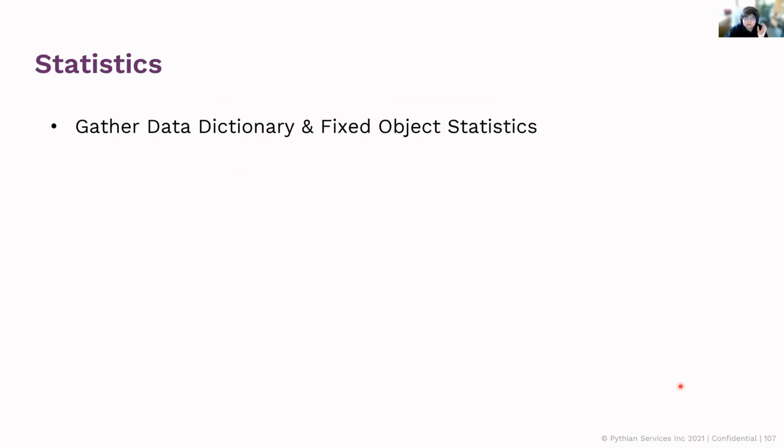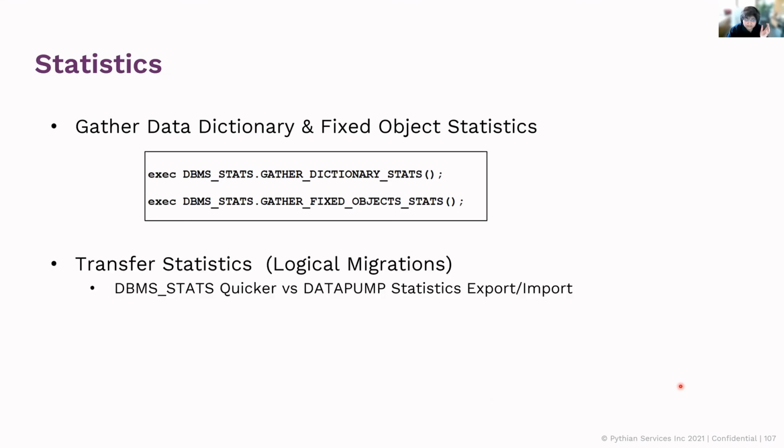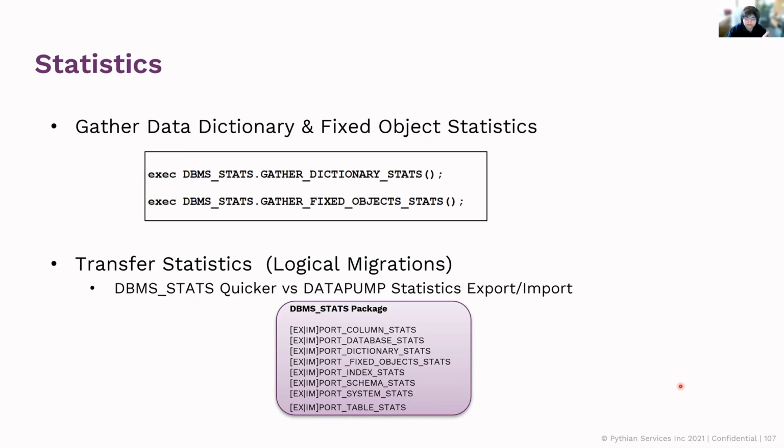The next thing is gather statistics, especially DBMS_STATS, your dictionary stats, as well as your fixed object stats. Another tip in your logical migrations, use of DBMS_STATS is quicker versus exporting and importing statistics with Data Pump. You've got all these packages available: export it, pack it, transfer it, and unpack it.